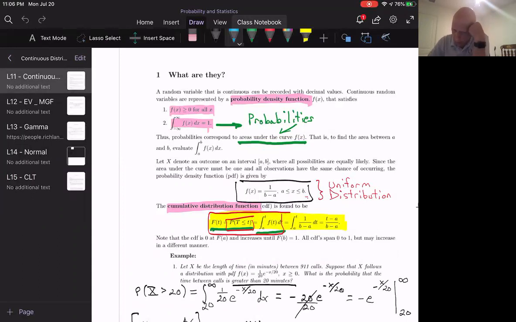Okay, the first handout for continuous distributions, the cumulative distribution function, capital F, is P of the random variable less than or equal to the little letter. So that's always, by definition, the cumulative distribution function. Okay.